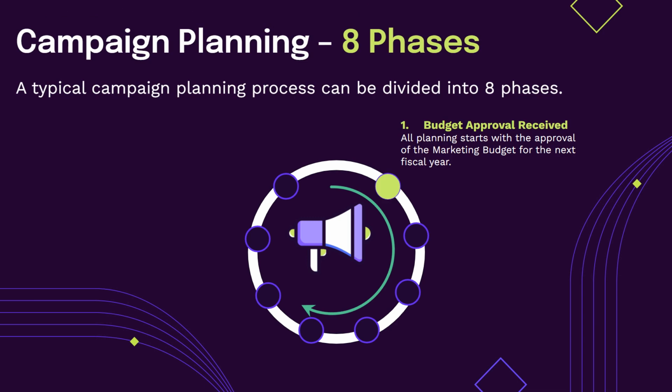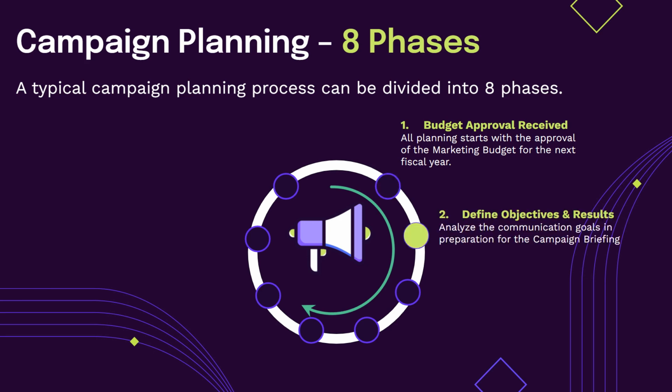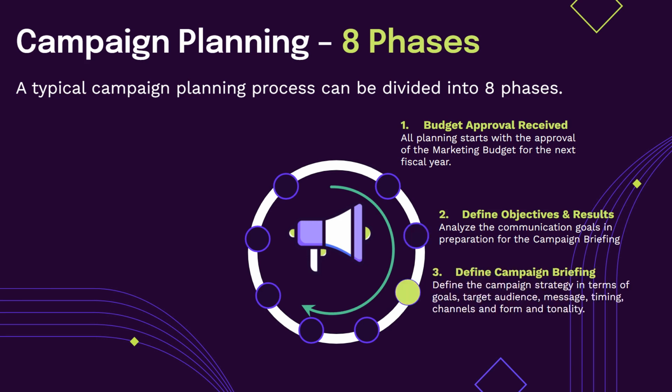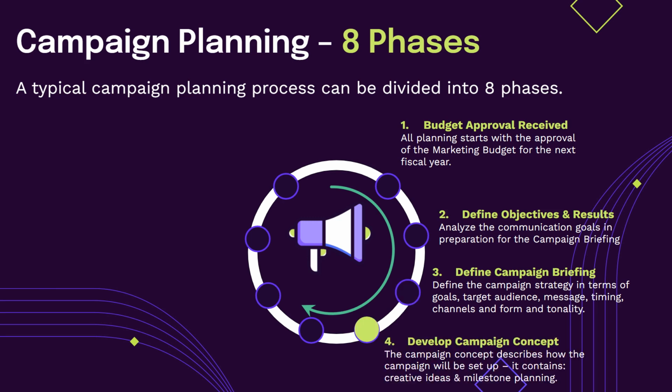1. Budget approval received. All planning starts with the approval of the marketing budgets for the next fiscal year. 2. Define objectives and results. Analyze the communication goals in preparation for the campaign briefing. 3. Define campaign briefing. Define the campaign strategy in terms of goals, target audience, message, reasoning, including reason why and benefit, timing, expected launch date, channels and form, and tonality. 4. Develop campaign concept. The campaign concept describes how the campaign will be set up. It contains creative ideas and milestone planning.